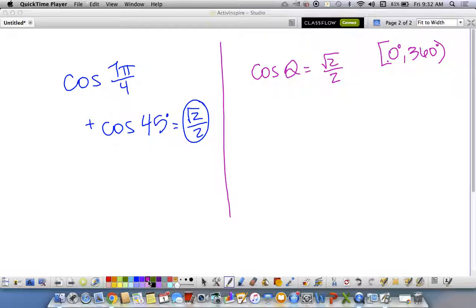I see some people have held up numbers. How many times can it equal it? Twice. Why? I mean, you already have an answer in this one. Around your circle, where is cosine positive?